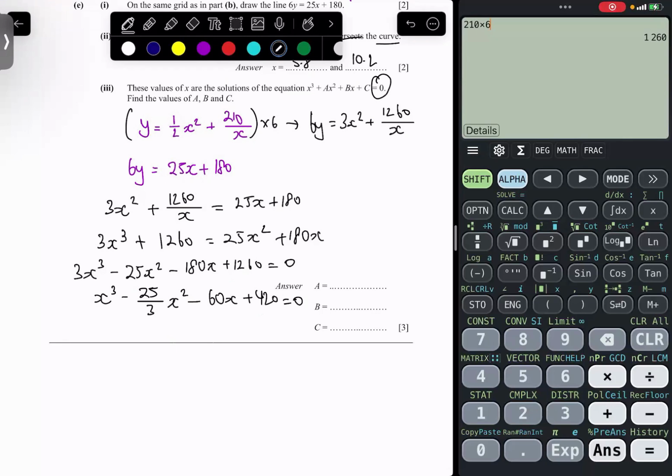Okay, so a equals to 25 over 3, b equals to negative 60, c equals to 420. Okay.